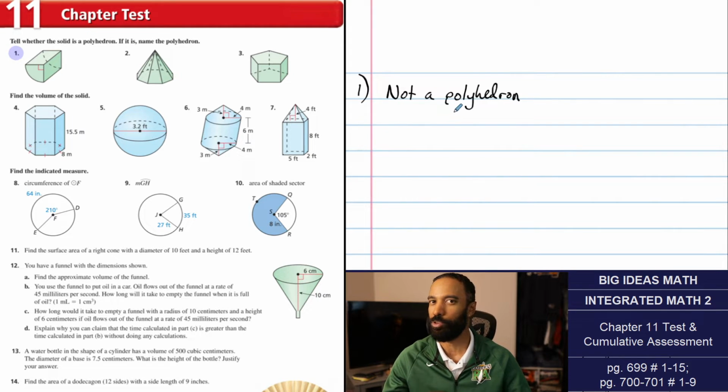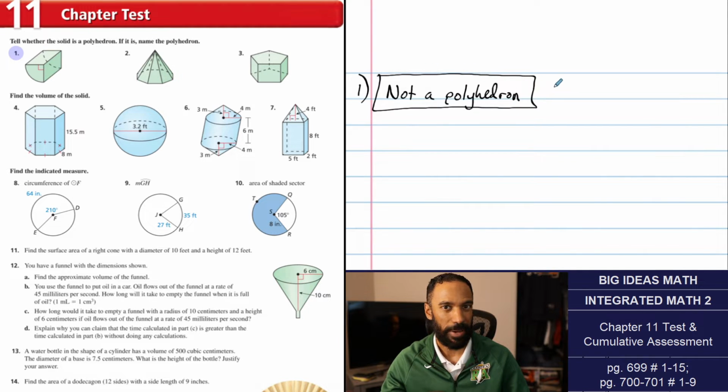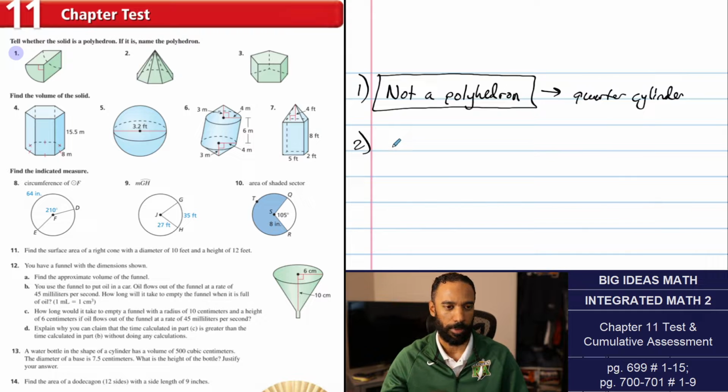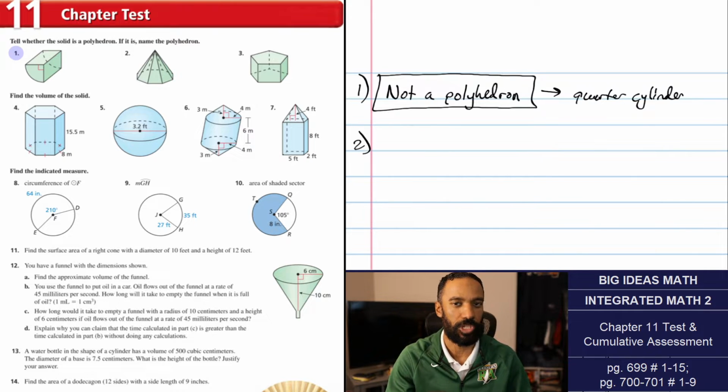In fact, if you wanted to call this something, you could call it a quarter cylinder. They're not asking you to name this, I'm just doing it for you. They ask you to name it if it is a polyhedron, and we're going to make sure to do exactly that. Let's take a look at number 2 with that in mind.